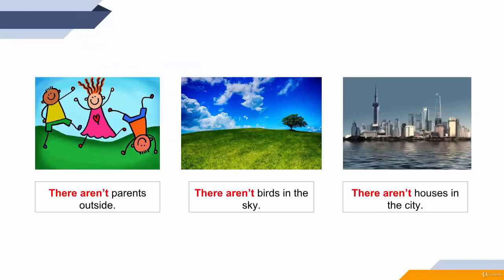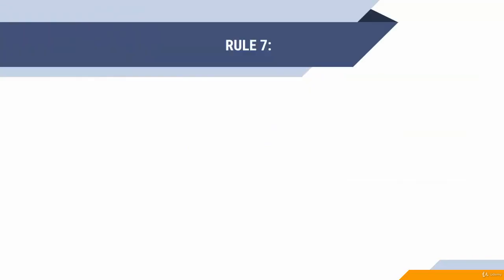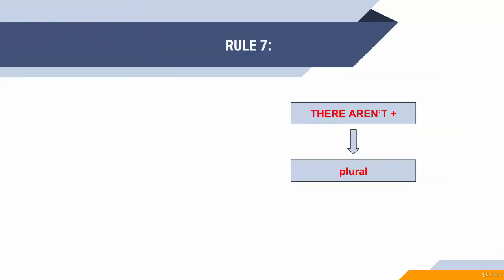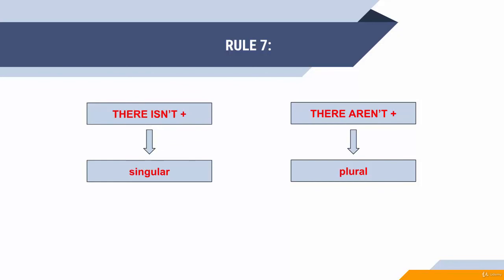There aren't parents outside. Same logic. There aren't birds in the sky. There aren't houses in the city. There aren't is the negative form of there are, and it is used with plural nouns. The rule, there aren't plus plural. Good.